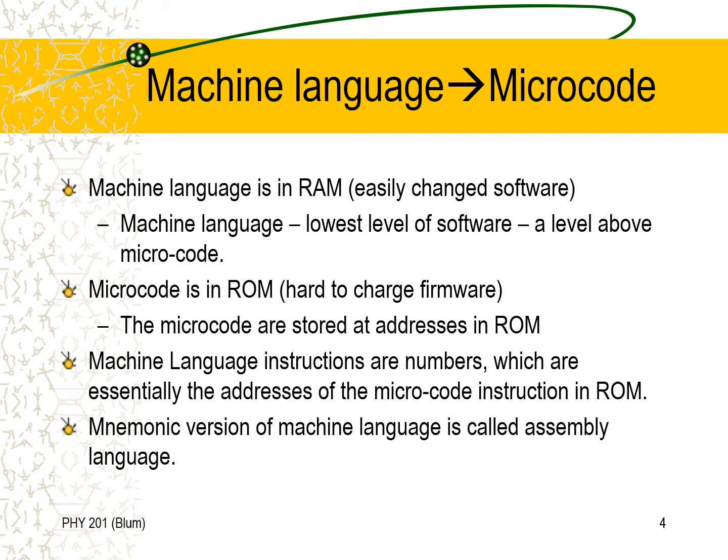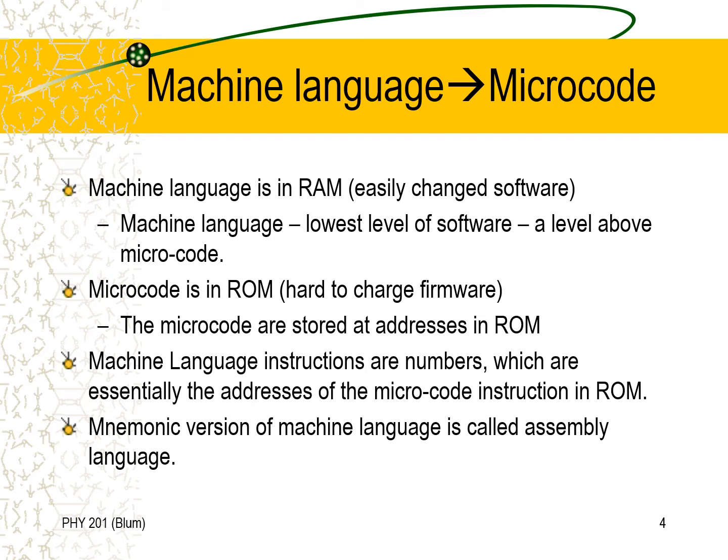So here's the relationship between machine language and microcode. Machine language is in RAM. It's software. It's easily changed, and it's the lowest level of software. It's one level above the microcode. The microcode is in ROM. It's hard to change. It's firmware.